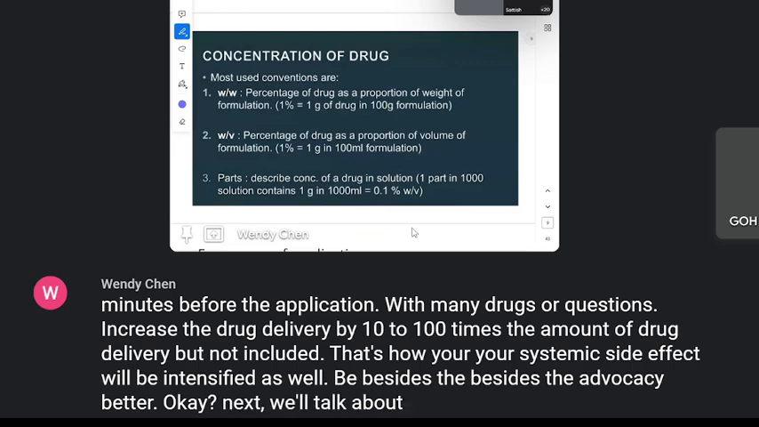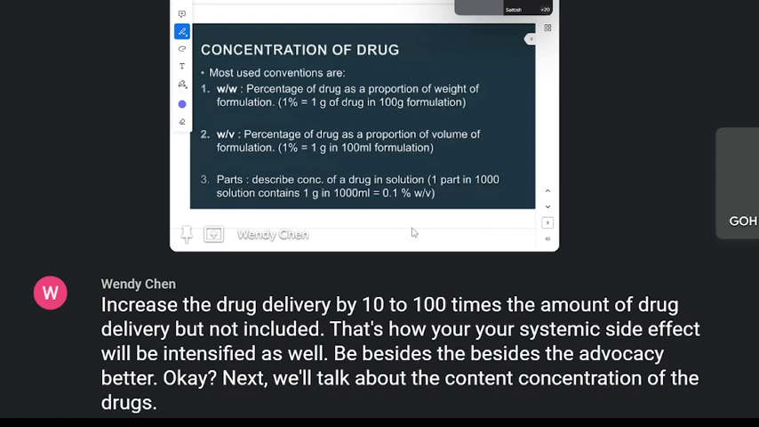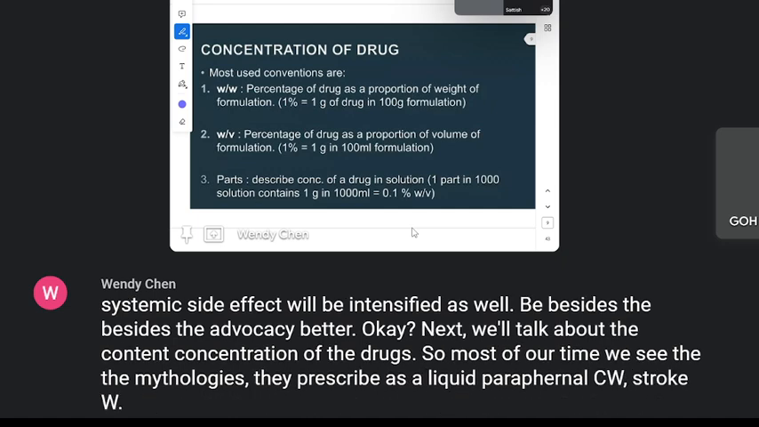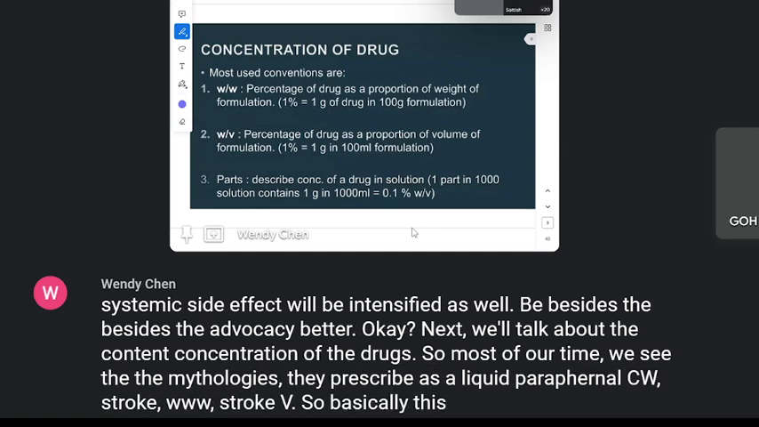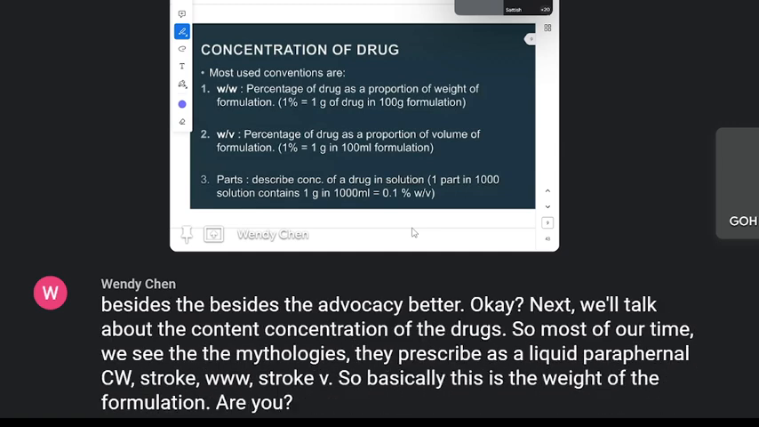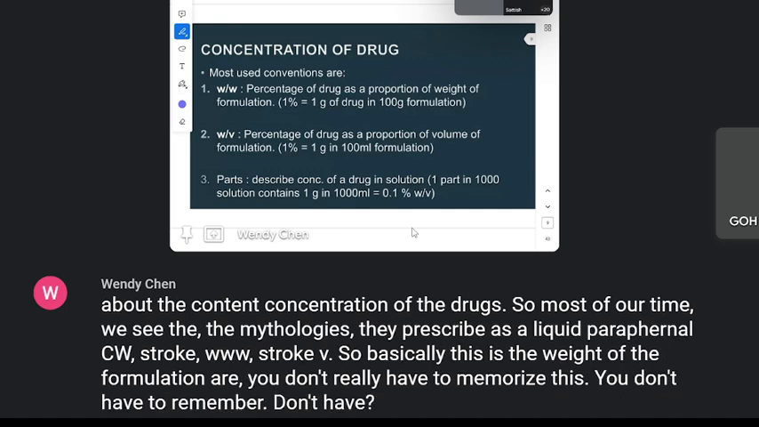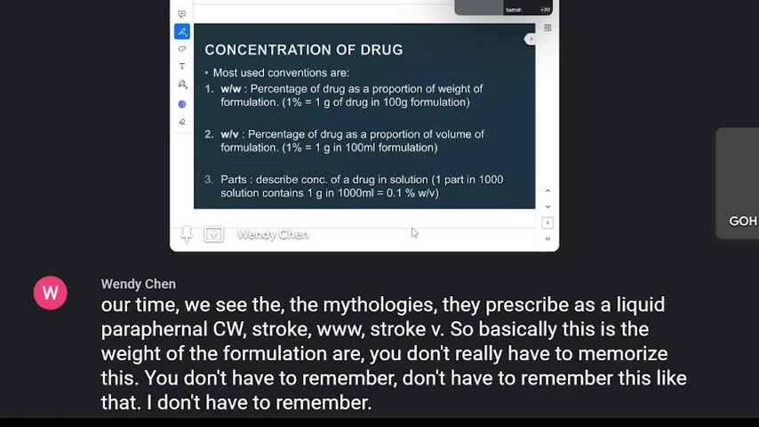Next, we'll talk about the concentration of the drugs. Most of the time we see dermatologists prescribe, for example, liquid paraffin. They'll say W/W, W/V. So basically this is the weight of the formulation. You don't really have to memorize this. You don't have to remember this slide.